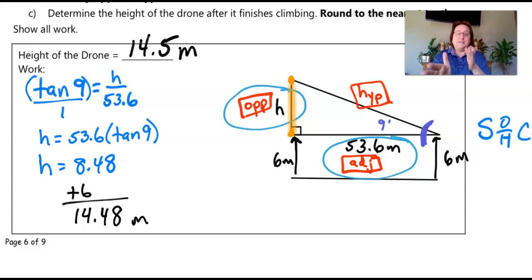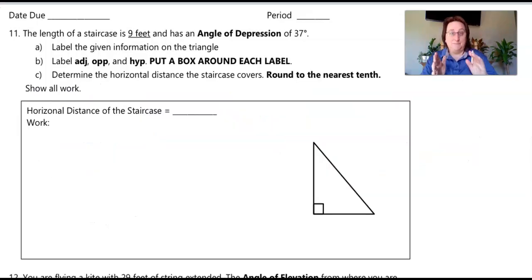Okay, so guys, again, take a look at this. Remember, if you already start 6 feet up, or 6 meters up, then you have to add that to the height to get the total height. Okay? All right. Hey, you know what? Let's do another one together. Let's go down and do number 11 together.